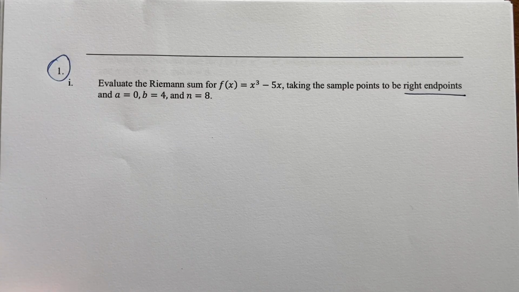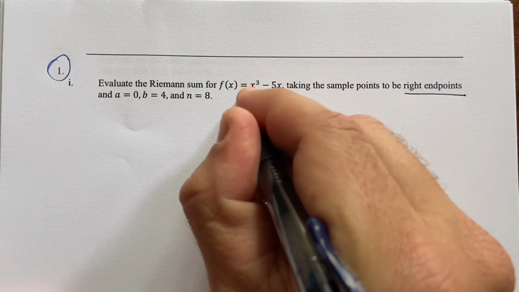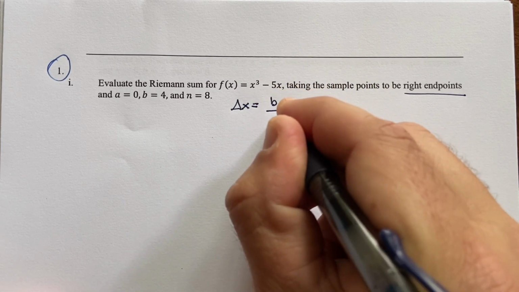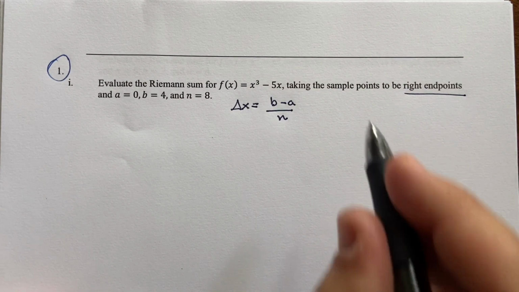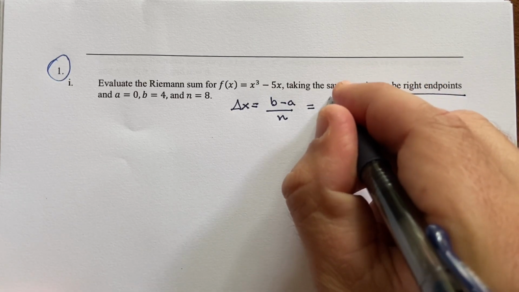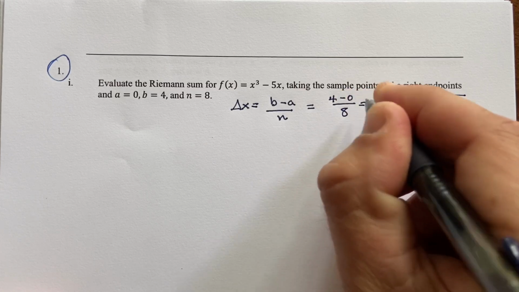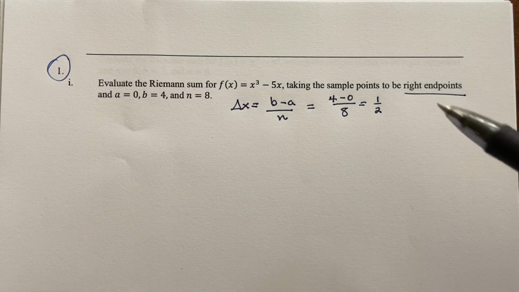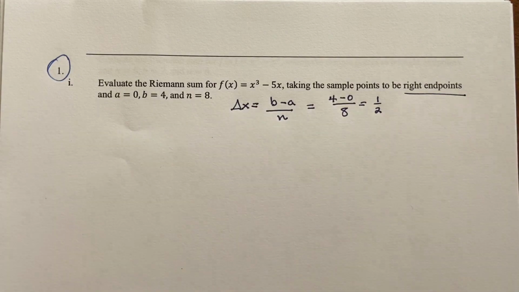So a couple formulas. We have, first of all, that delta x equals b minus a over n. So in this particular case, delta x would be 4 minus 0 over 8, in other words, 1/2. So this will be the size of the widths of the rectangles. Naturally, if you have 8, you're going from 0 to 4, right? So you need half units width.